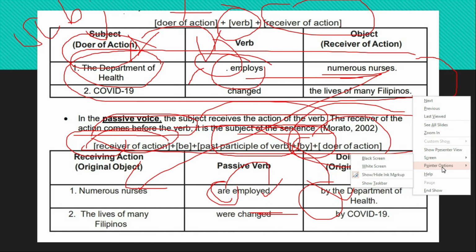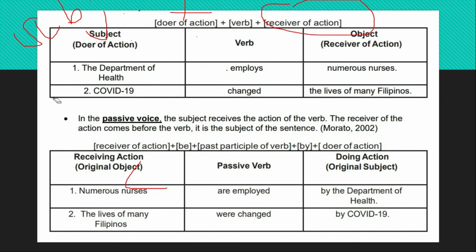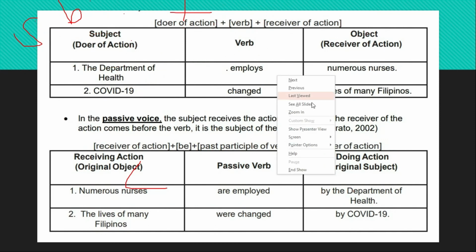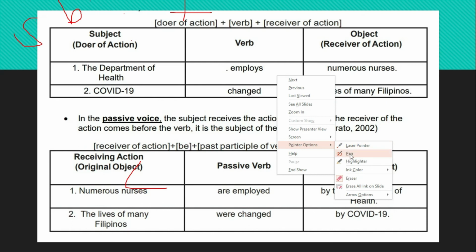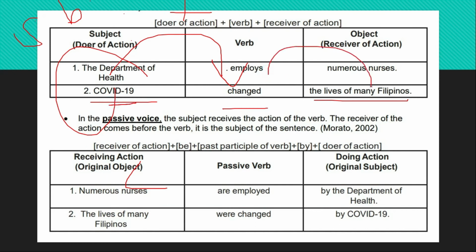Let me erase this. Okay. So let's have the second example. COVID-19 changed the lives of many Filipinos. COVID-19 is the subject and it does the action of changing. Who changed? COVID-19. Okay. Change what? Receiver of the action, the lives of many Filipinos.